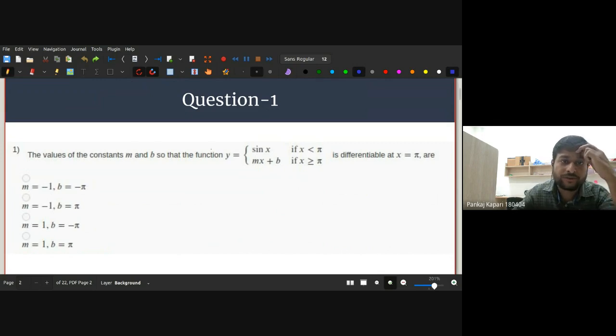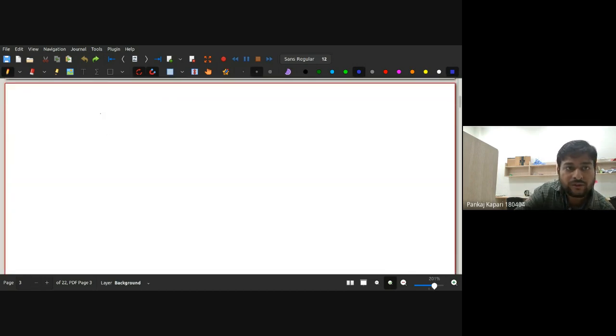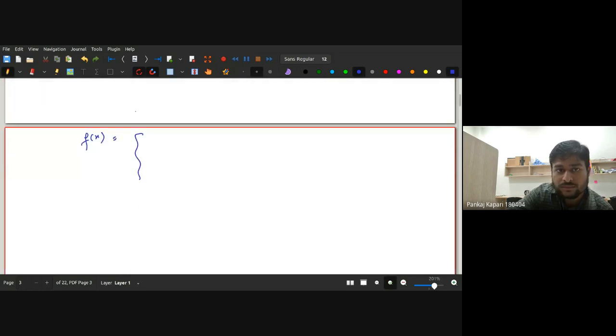You have to find values of m and b given that the function is differentiable at x equal to pi. Okay. Now, since this function is differentiable at x equal to pi, this must be continuous also at x equal to pi. Okay, let me write what our function is. So our function is f(x) equal to sin x if x is less than or equal to pi.